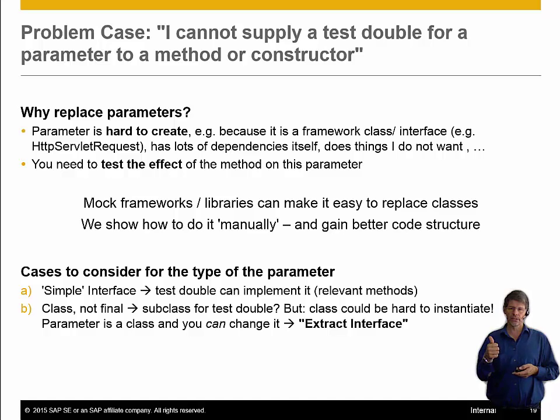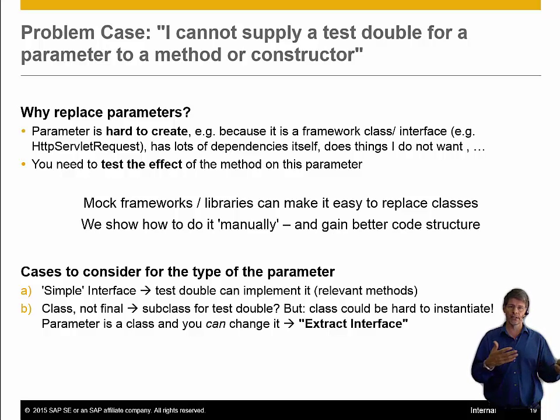The class is a class, but it's not final. Well, what can I do? If it's not final, I can probably create a subclass for the test double. It may be very complicated and have many dependencies, but I can hopefully create a subclass for the test double. Well, it could be hard to instantiate, which is a real problem.